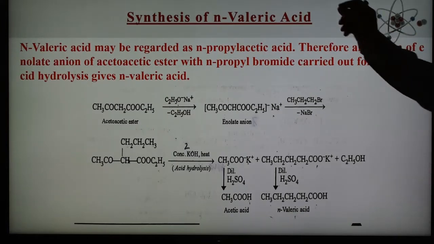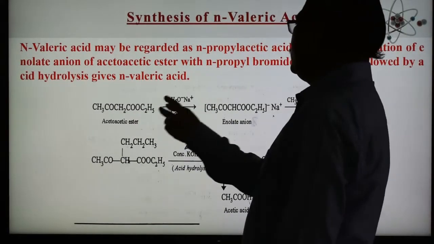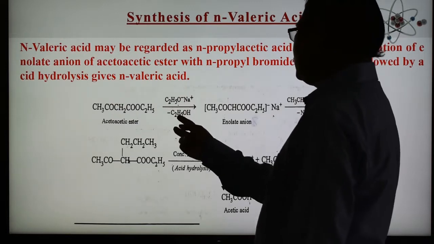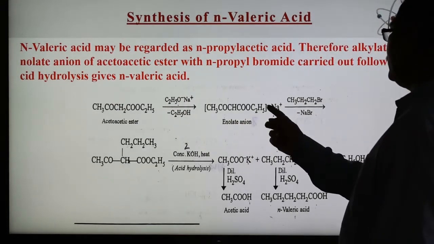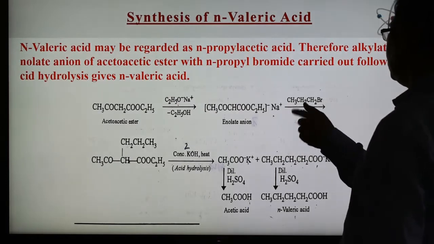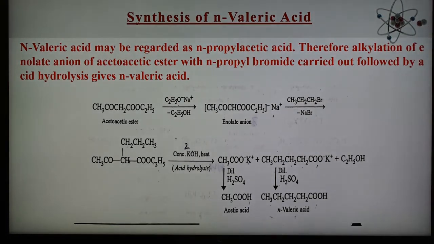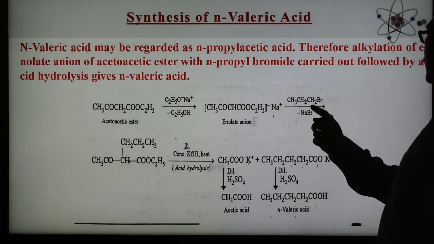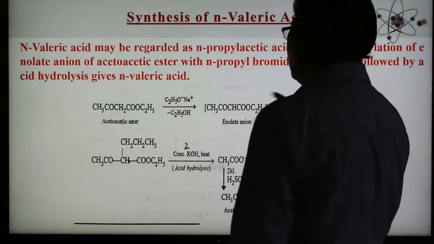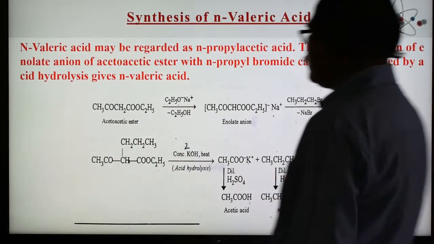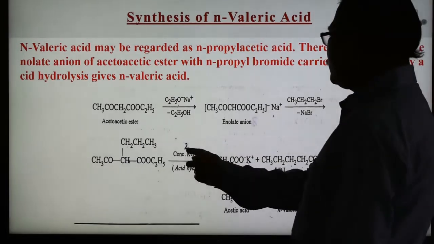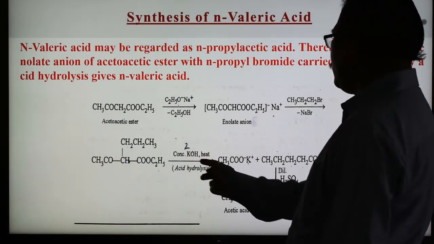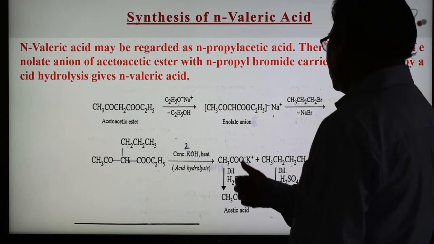So in this way this is the acetoacetic ester, then ethoxide C2H5O minus, and then we get the enolate anion with negative charge on this carbon, and then it reacts with the propyl bromide here. In this way NaBr is lost, and this propyl group is attached on this reactive carbon. After that, reaction with KOH for hydrolysis, heated, and after that acid hydrolysis.